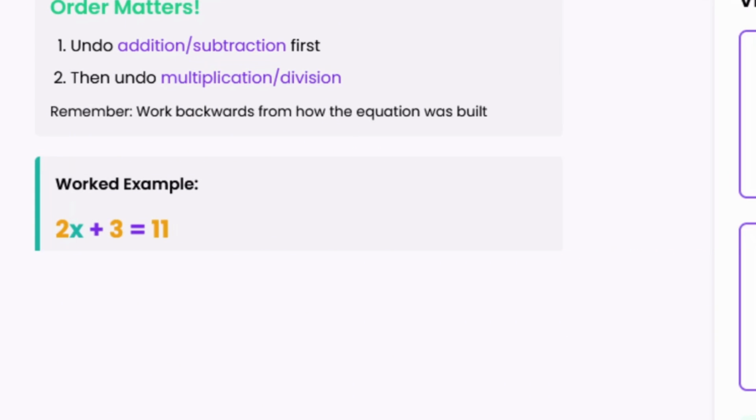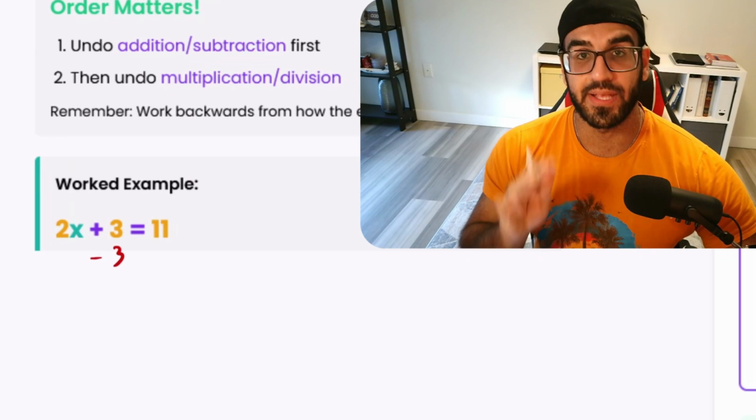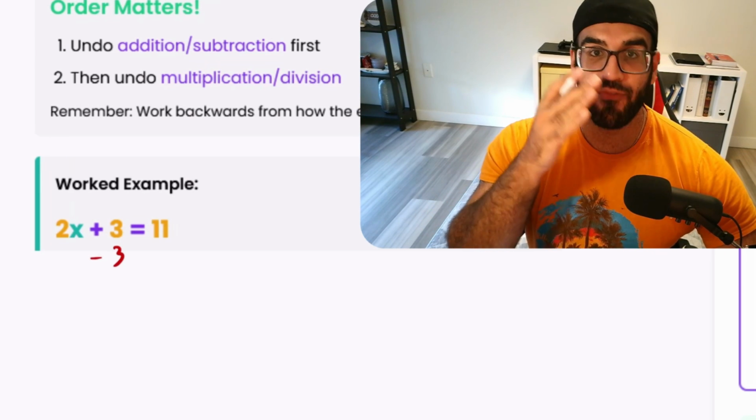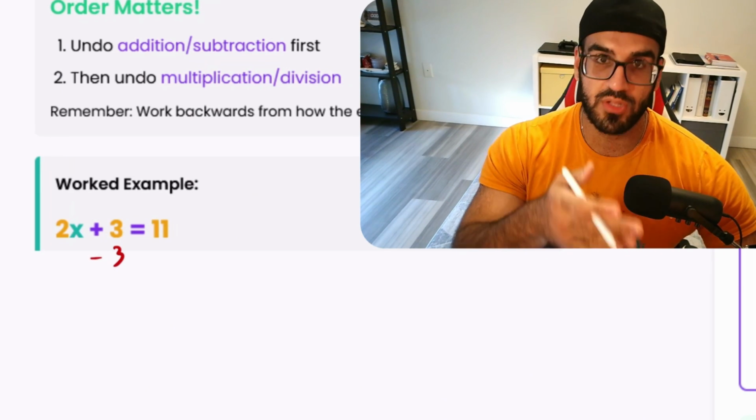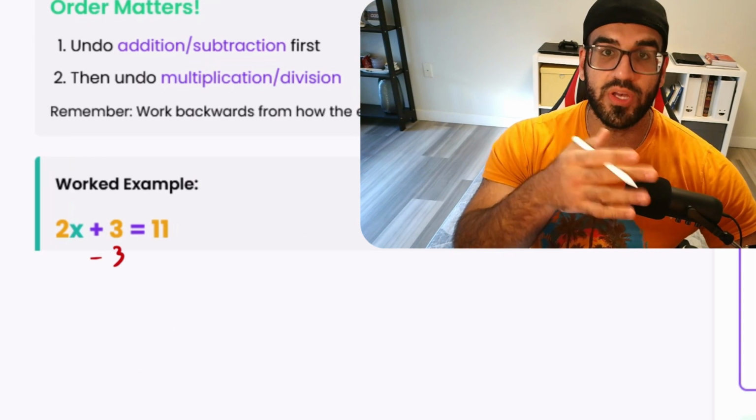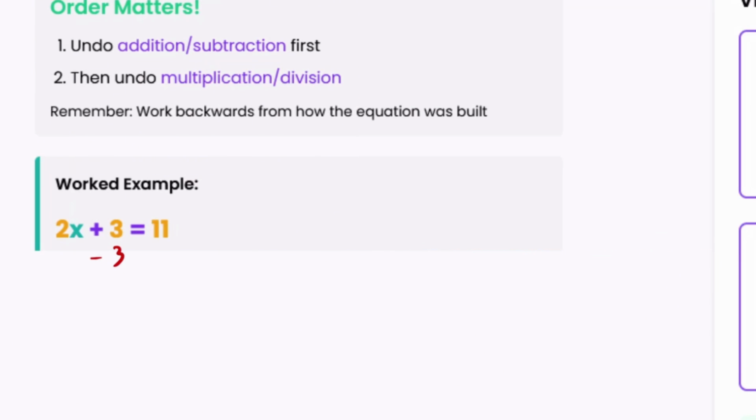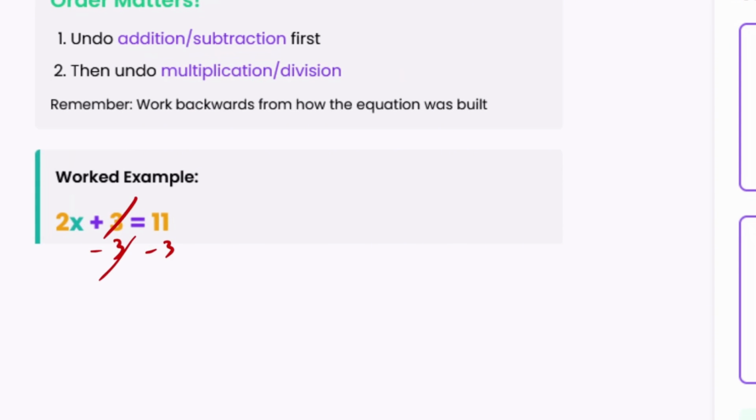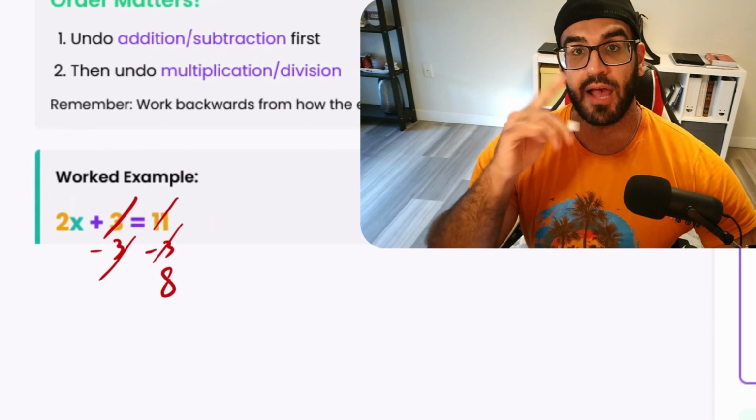How can I do that? By subtracting by 3. Still the same way. If it was x plus 3, I would do that. If it was 2x plus 3, still I would do that. So I have subtracted by 3 because I want to get rid of it. And what do I have? I have 8. That was the first step.